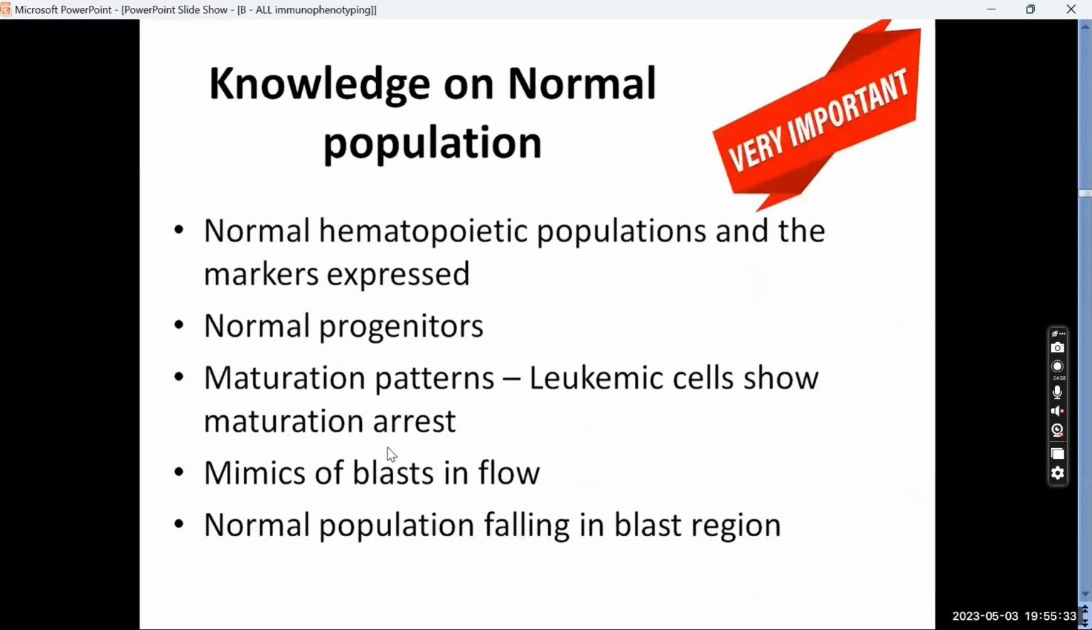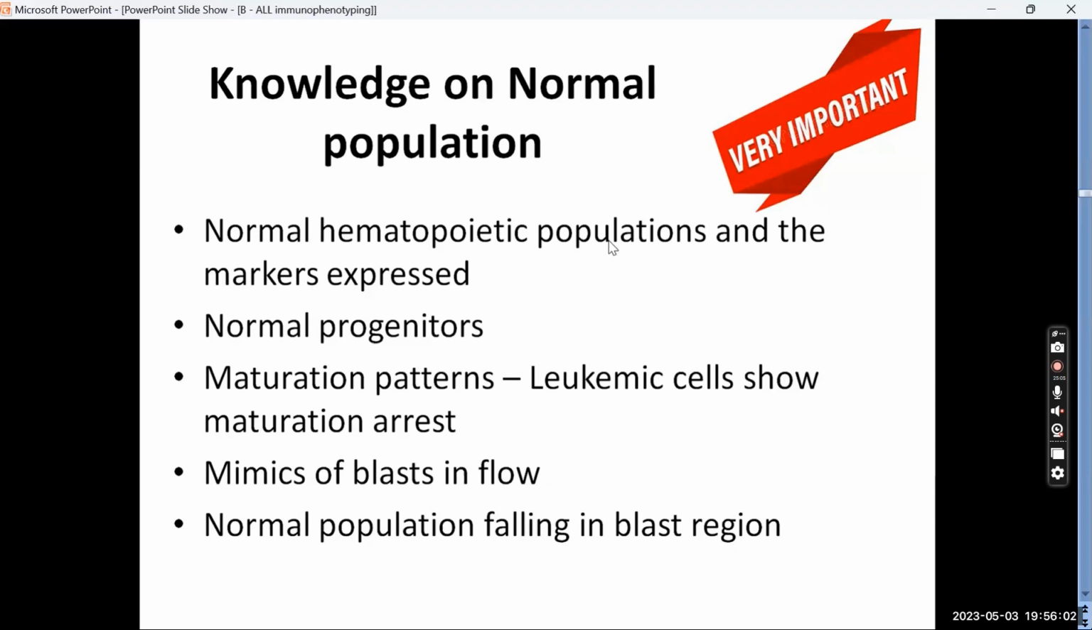Okay, now before you do analysis of flow cytometry, these things are very important. We have a very common dictum in pathology, right? Your eyes cannot see what your brain doesn't know. This applies for flow too. It is applicable for histopathology or anywhere, for flow morphology anywhere. So your eyes cannot see what your brain does not know. You should know what the normal hematopoietic populations are and what markers they express.